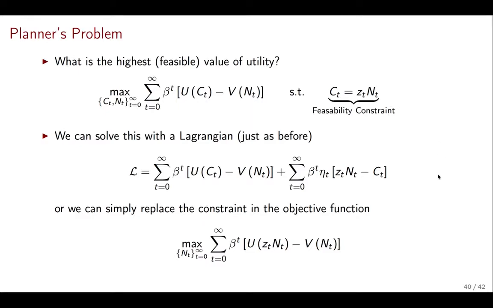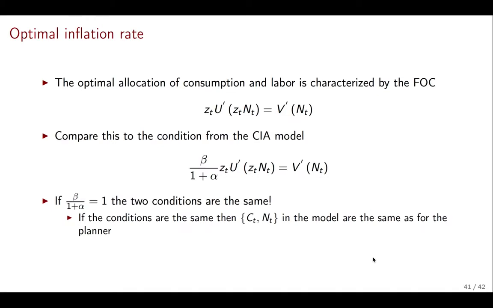You could solve this with a Lagrangian, but it's actually much simpler in this case to just replace the constraint into the objective function. That is this last problem we have here. So instead of solving for both consumption and labor, we're going to solve only for labor, knowing that consumption is always going to be equal to total output. So this is going to give us the objective function of the planner. And in order to characterize the solution to the planner's problem, we only need to take the derivative of this problem with respect to labor for every period. And we can see that here.